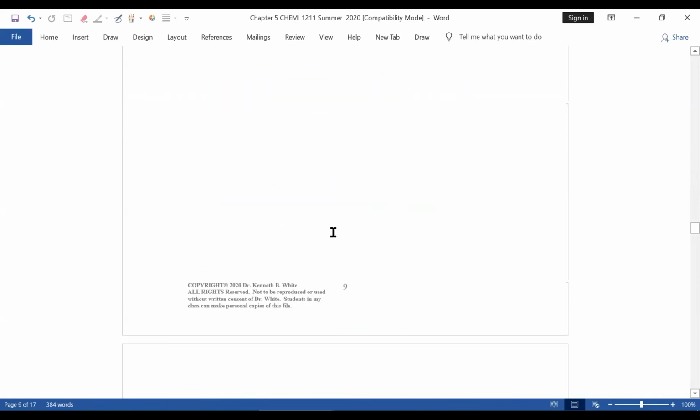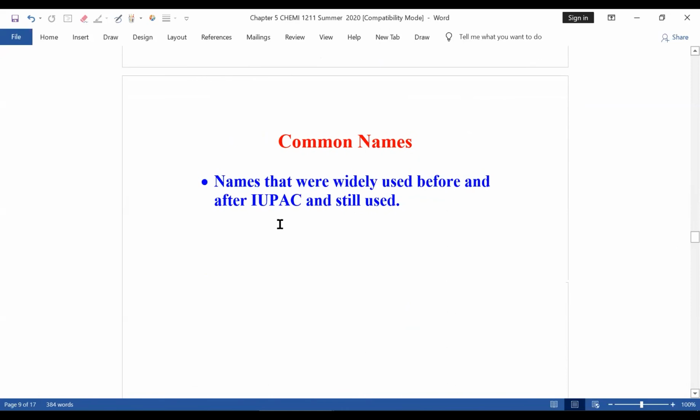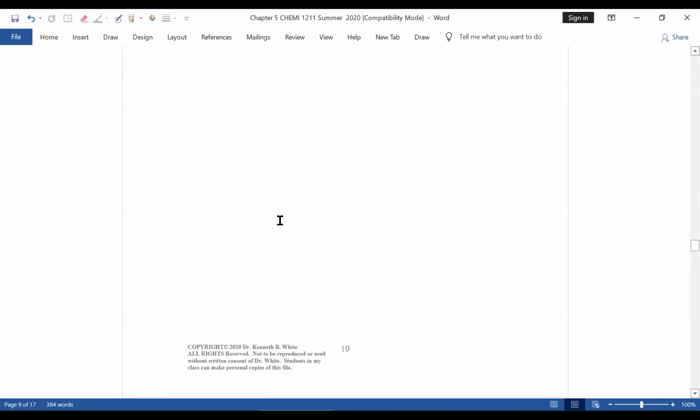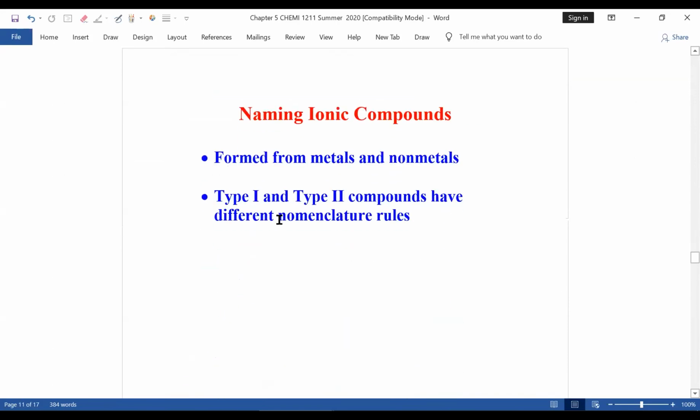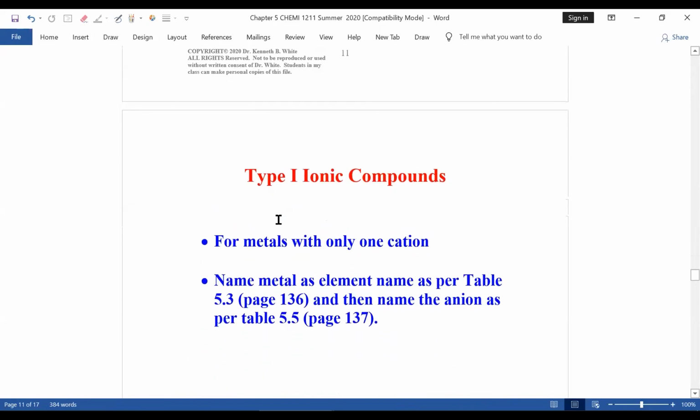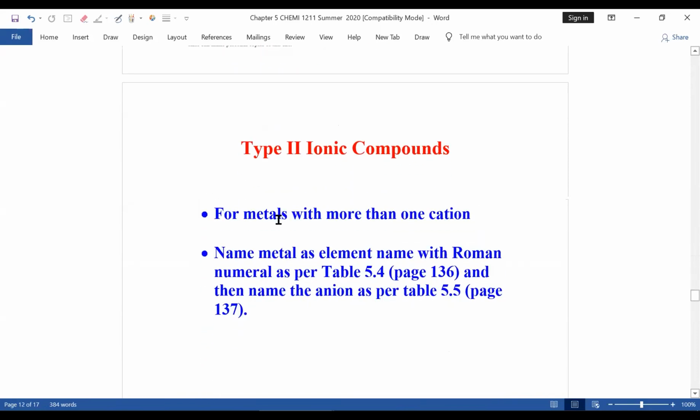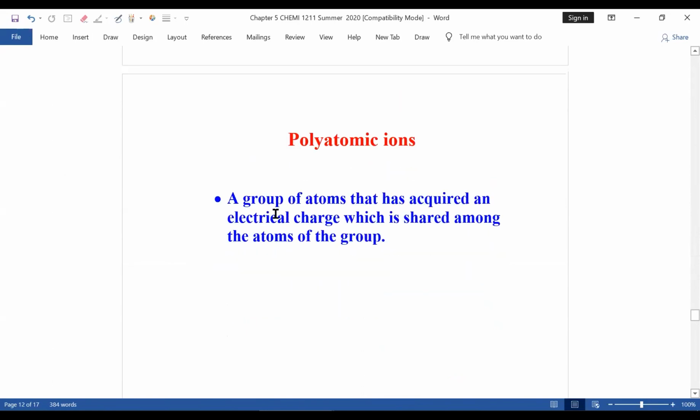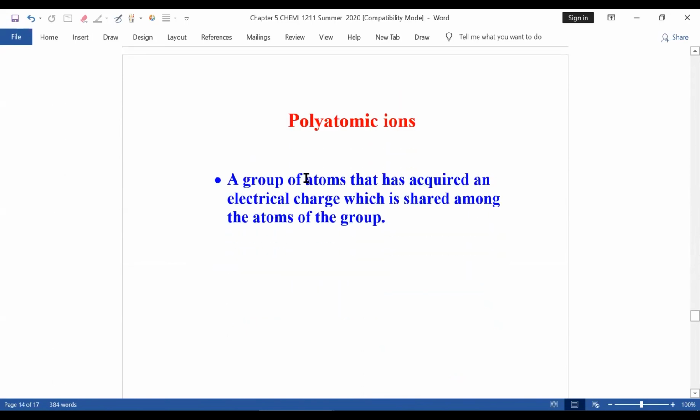Official name. Common names are more widely used for certain things, and IUPAC for others. I know both. I'm going to skip this on ionic compounds. I'm going to skip this also. Polyatomic ions.